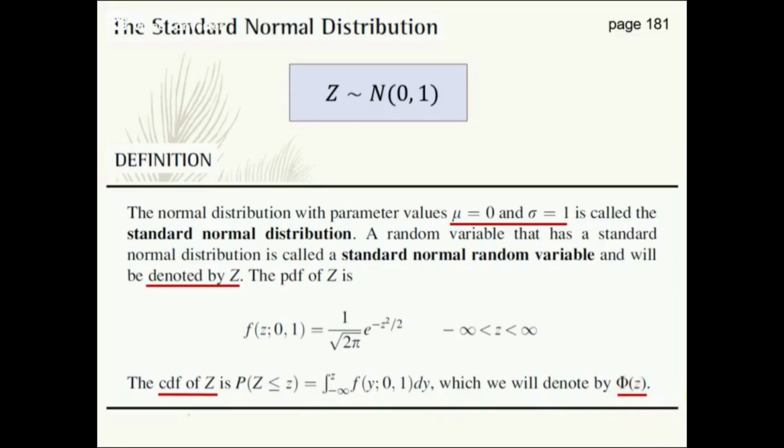This distribution is so prevalent in real life, and it comes up so much, that it even has its own special notation. So don't be using Z for anything else. Don't use phi for anything else except for the standard normal.